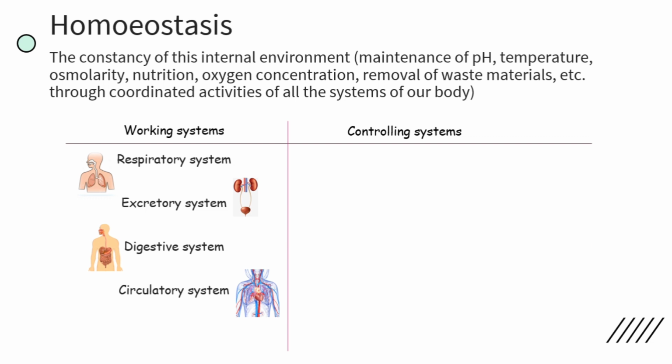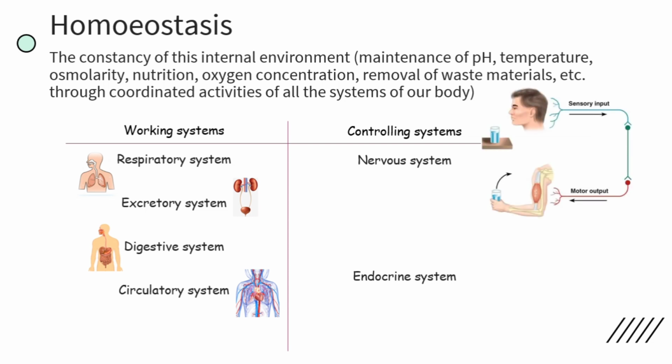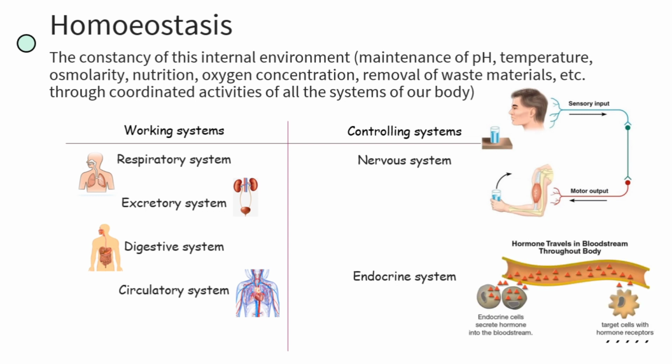The controlling systems are the nervous system and the endocrine system, which are responsible for the harmony of all the activities going on in our body. The nervous system deals with sending and receiving signals from muscles to brain so that the above systems can function properly. And the endocrine system releases hormones with different functions which help to continue the above process. In this way, homeostasis is maintained.